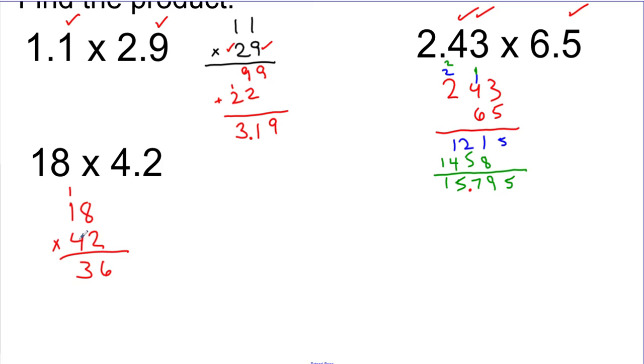Switch colors. 4 times 8 is 32. Putting the 2 below the 4. Carry a 3. 4 times 1 is 4. Plus 3 more is 7. When I add down the columns here, I get 756. There's only 1 decimal place here, so I'm going to place the decimal point right before the 6. Okay, so I would end up with 75.6 as the product of 18 and 4.2.